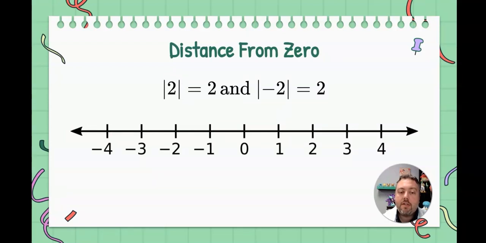So we have 2 and negative 2. When I look at 2, it's 2 units to the right of 0. And when I look at negative 2, it's 2 units to the left of 0. So since both of those numbers have the same distance from 0, in other words, the same absolute value, but they're on opposite sides of 0, they could be considered additive inverses.